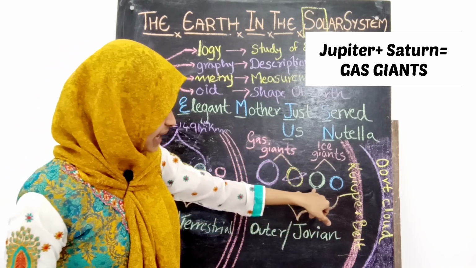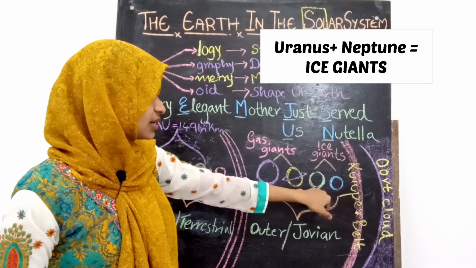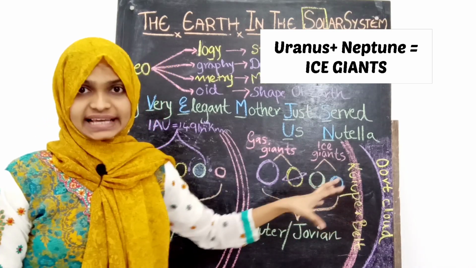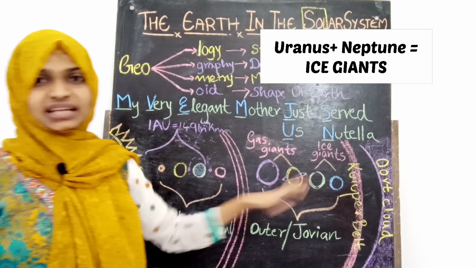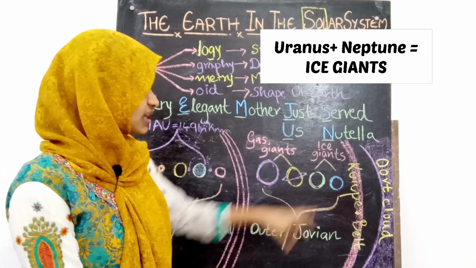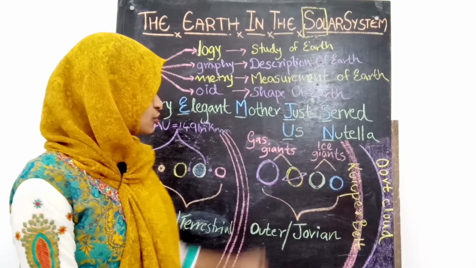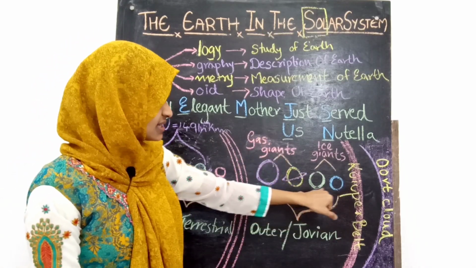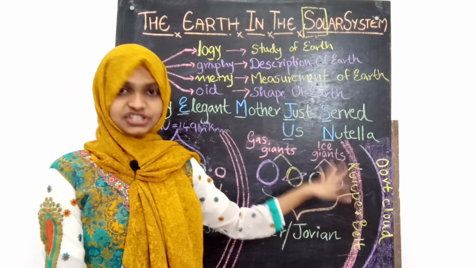Now, another planet, Saturn and Uranus and Neptune. Uranus and Neptune are made up of ice because they are very far from the Sun. They are mostly made up of ice material, so they are known as ice giants. So, Jupiter and Saturn are known as gas giants, while Uranus and Neptune are known as ice giants.